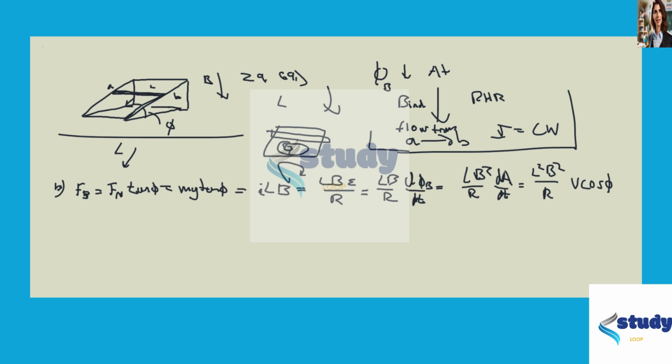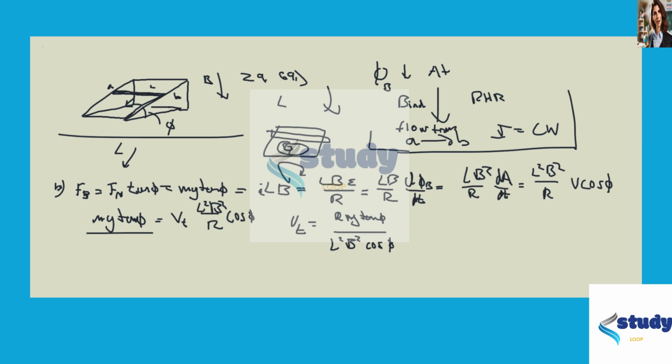Cool. So now we have an expression where mg tangent phi equals v_t, our terminal speed, times L squared B squared over R times cosine phi. We can rearrange and solve for the terminal speed to be R mg tangent phi all over L squared B squared cosine phi. Awesome.